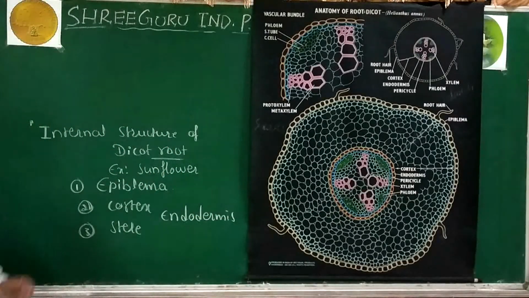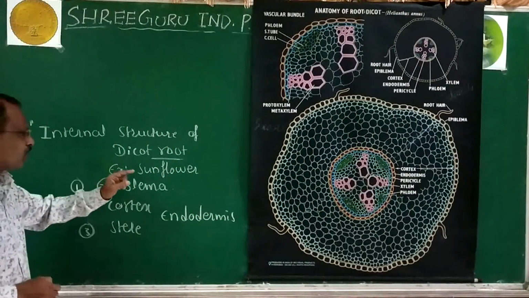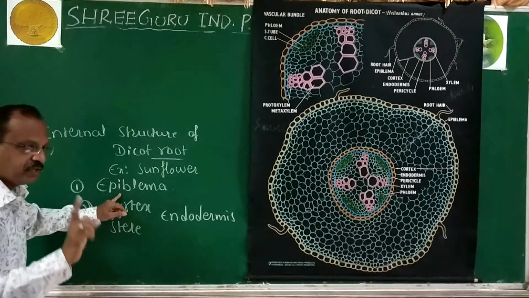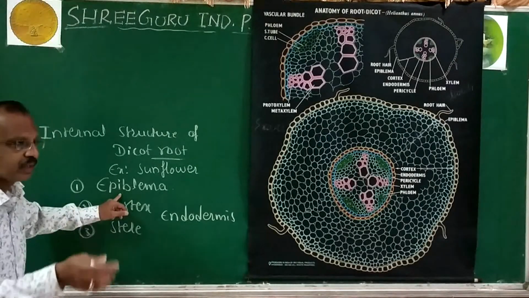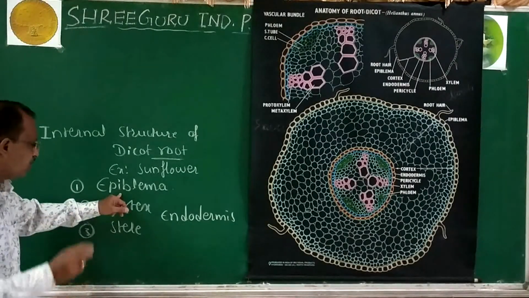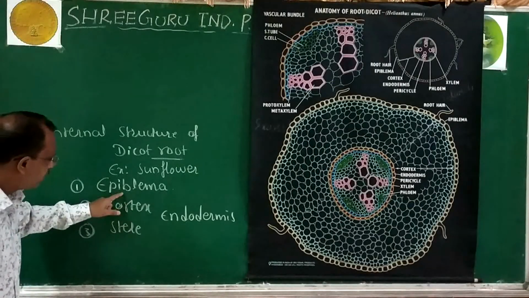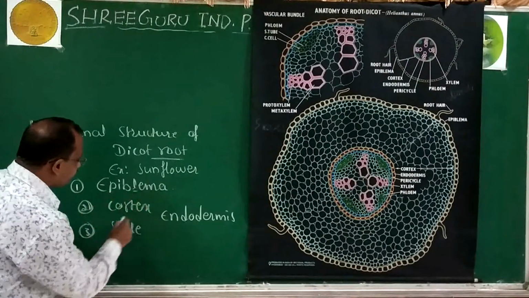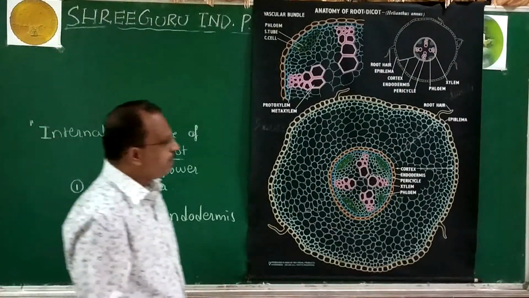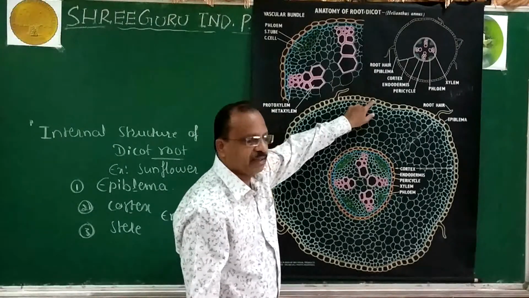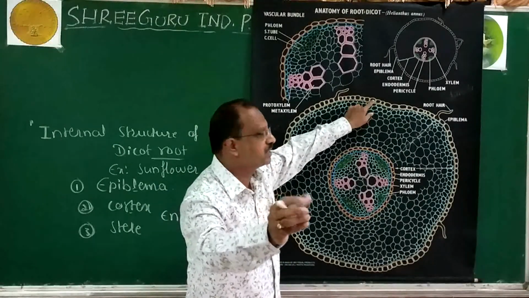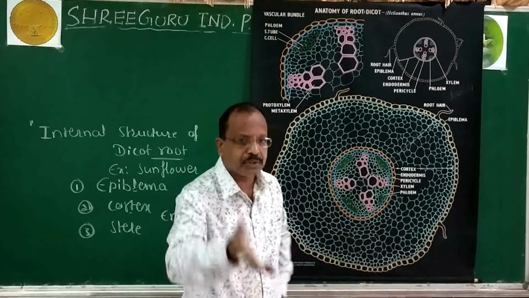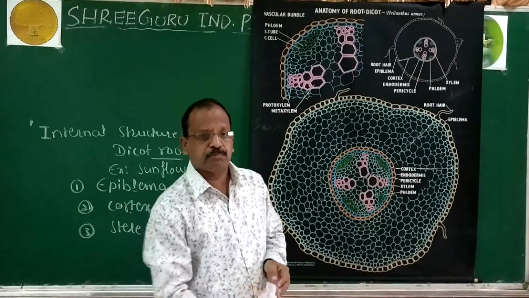When you take the transverse section of a root, it may be a dicot or it may be a monocot, you will get three regions, namely Epiblema, Cortex and Stele. First look over Epiblema, then I will discuss Cortex. Epiblema is the outermost layer. It is made up of barrel-shaped cells. Cells are tightly arranged without any intercellular space.